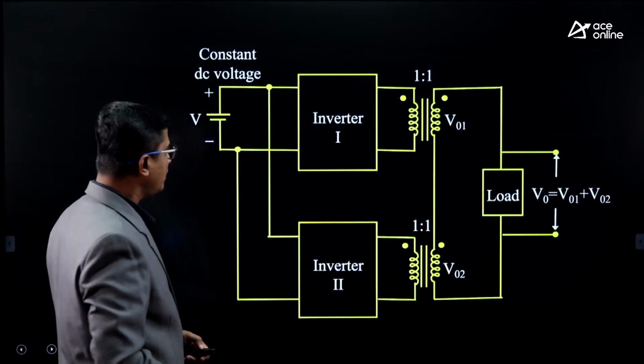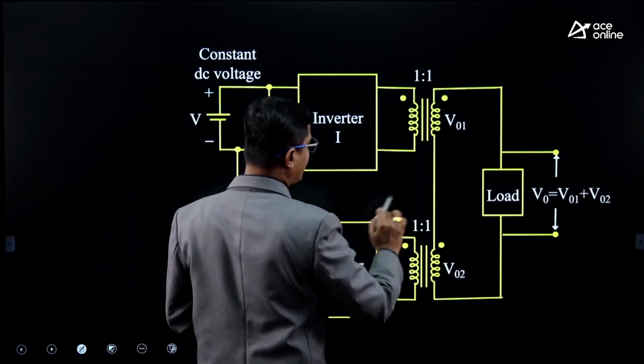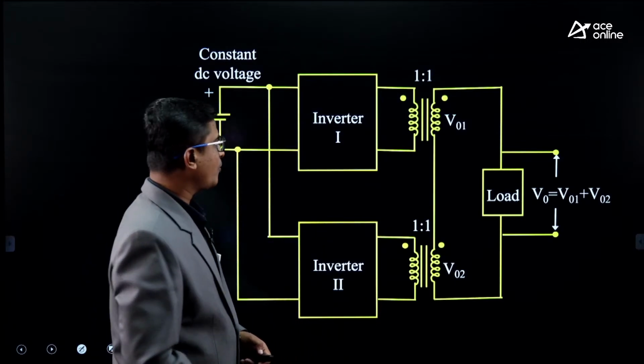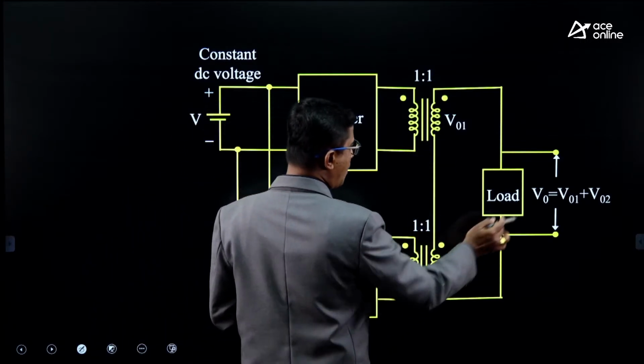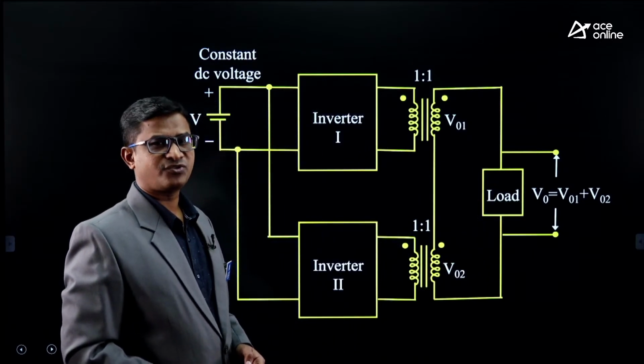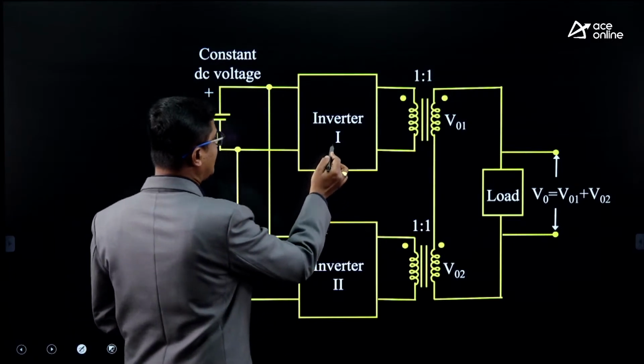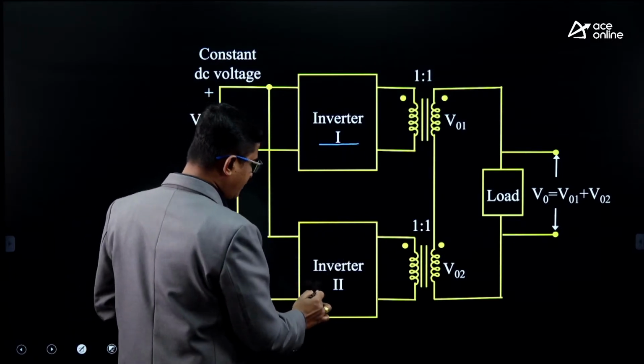Okay. So outputs of the two inverters are connected in series here. And across the series combination, we have connected the load. So here V0 is equal to V01 plus V02. One more thing. Here, let us consider inverter 1 and inverter 2.